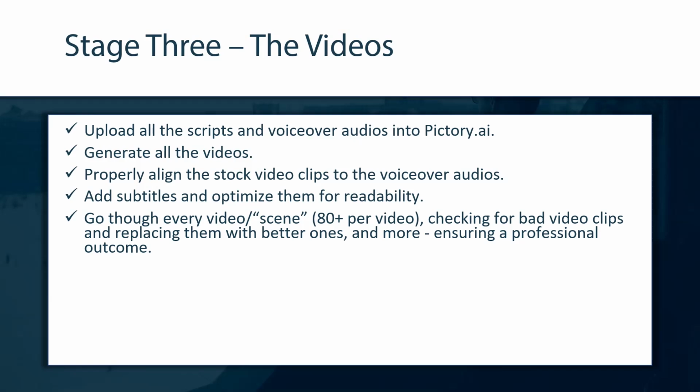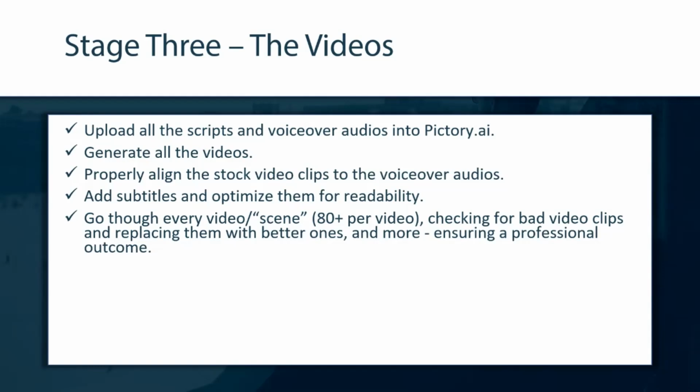We'll then go through every video or scene, and there's typically one scene per sentence. So you're looking at like 80 different stock video clips in every single video, checking for bad video clips and replacing them with better ones, and a whole lot more, ensuring a professional outcome instead of having amateur quality stock videos or videos which are too short and looping over weirdly, and so on and so on. Basically, making sure everything flows as professional as possible. And we do that for every single video.